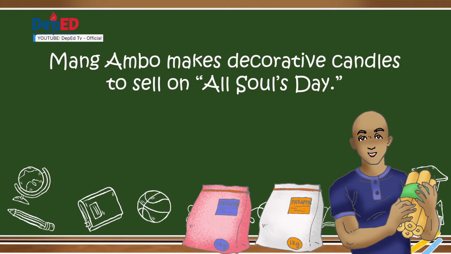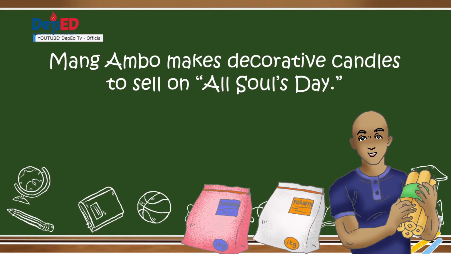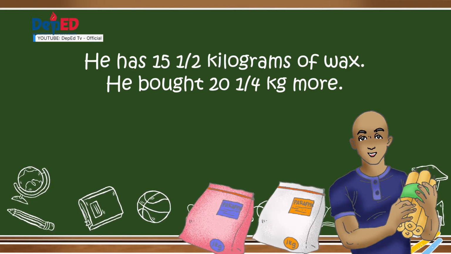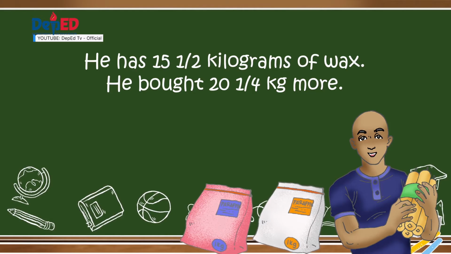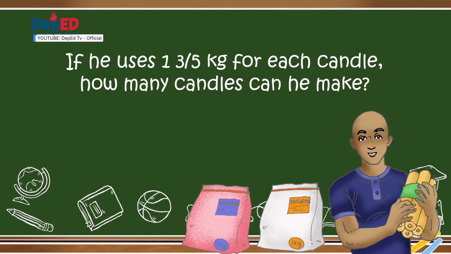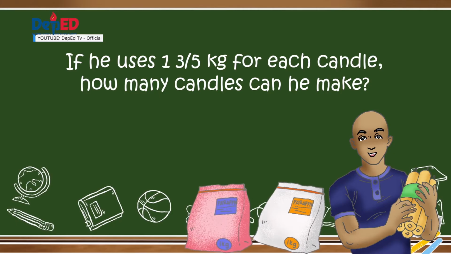Mang Ambo makes decorative candles to sell on All Souls Day. He has 15 and 1 half kilograms of wax. He bought 20 and 1 fourth kilograms more. If he uses 1 and 3 fifth kilogram for each candle, how many candles can he make?